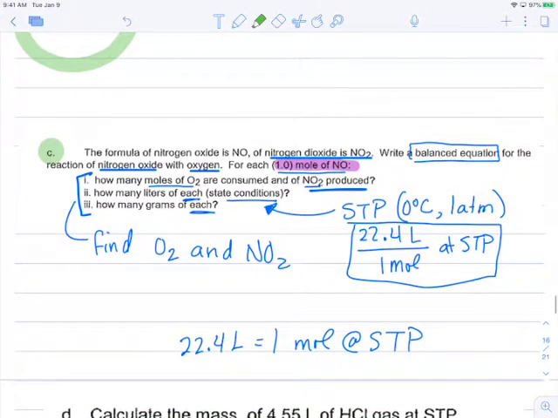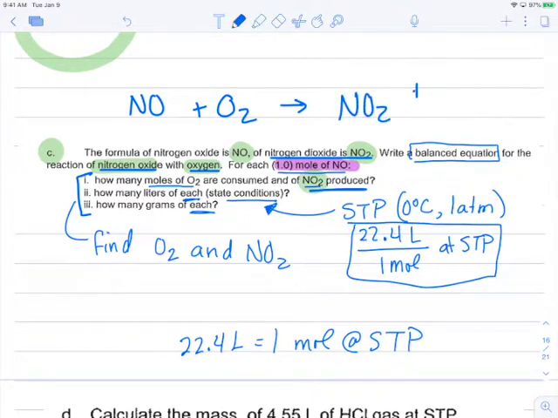All right, so here it says the formula of nitrogen oxide is NO, and of nitrogen dioxide is NO2. They want you to write a balanced equation for the reaction of nitrogen oxide with oxygen. What they don't really tell you here is you are going from nitrogen oxide, you're adding in your O2, and your product, which is kind of hidden down here, is NO2. So you still need to balance, but I wanted to help you out writing that equation just because the product's kind of hidden in there.